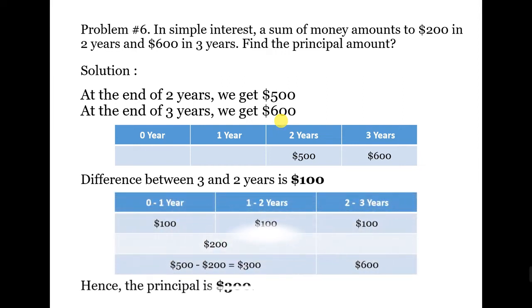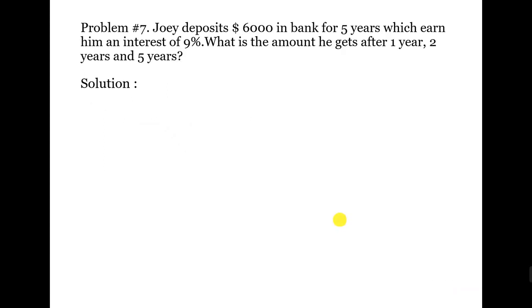Now, if we subtract the amount collected in 2 years from the calculated amount of interest for 2 years, the result is equal to $300. The principal amount starts from 0 to 2 years is $300. Then after 2 years, the sum of collected interest and principal amount creates $100 amount of interest. That is why the 3rd year collection becomes $600. Let us proceed to problem number 7.